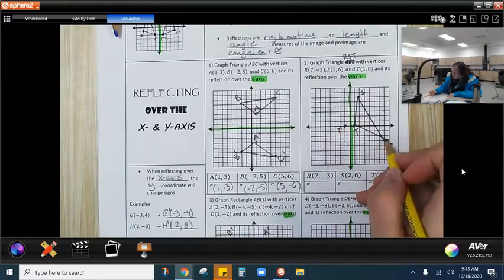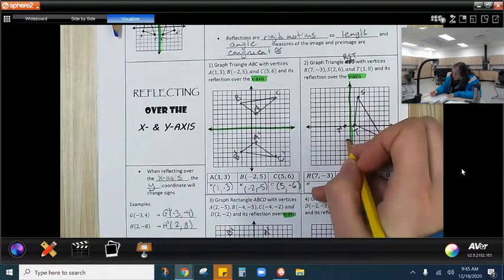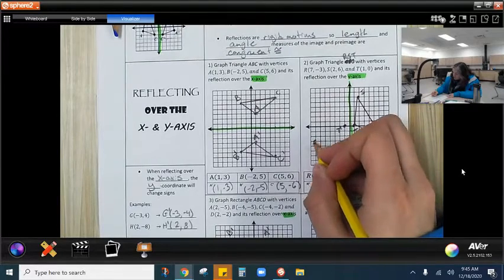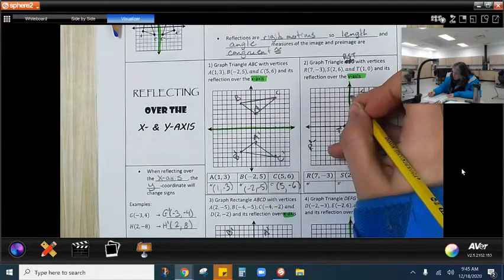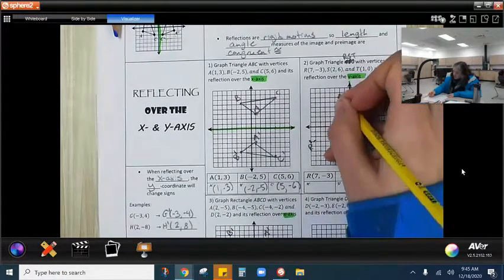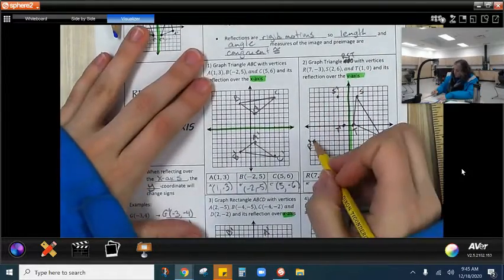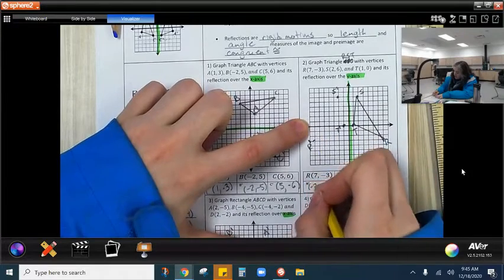R is 7 away. So I have to go 1, 2, 3, 4, 5, 6, 7. So there's R prime. And then S is 2 away, so 1, 2. So there's S prime. So what are my new coordinates? Well, R prime is at -7, -3.